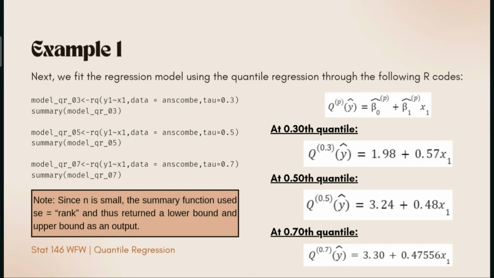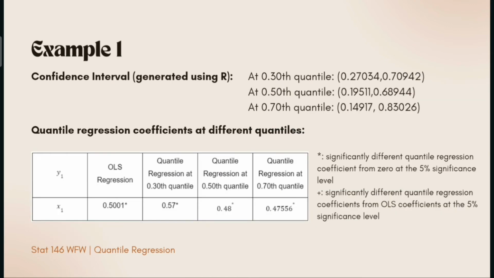We should note that kapag n is small, the summary function uses SE equals rank, and this returns yung lower bounds and upper bounds or yung confidence interval ng ating coefficients. Dito sa right side, makikita lang natin yung equations per quantile na kinompute natin. Yung P na superscript dito represents yung quantile. Dito naman, makikita lang natin yung confidence intervals ng ating coefficients per quantile na nakuha natin through R.